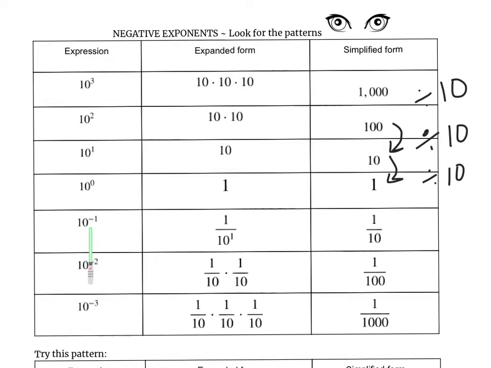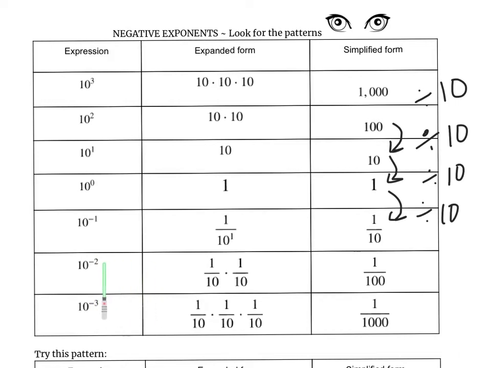10 to the -1, we learned that we can make a negative exponent into a positive fraction. So just by taking the 10 and putting it into the denominator, which is the same as 1/10. Now if we did 1 divided by 10, we would get 1/10. So the pattern continues. So let's go on to the next one.